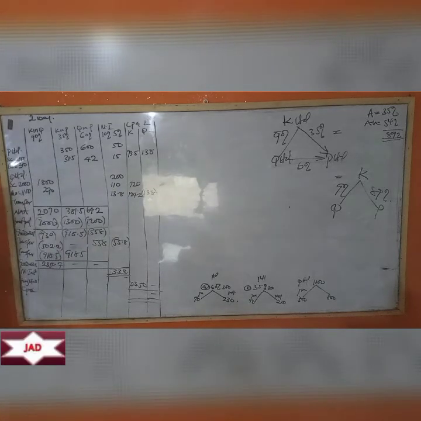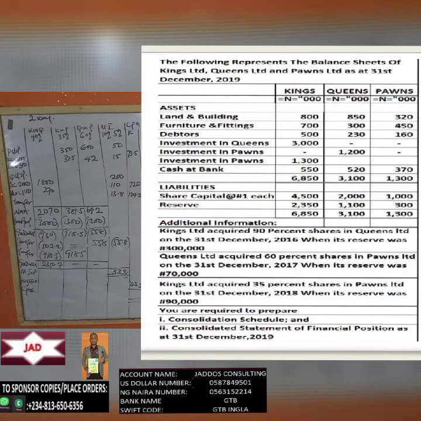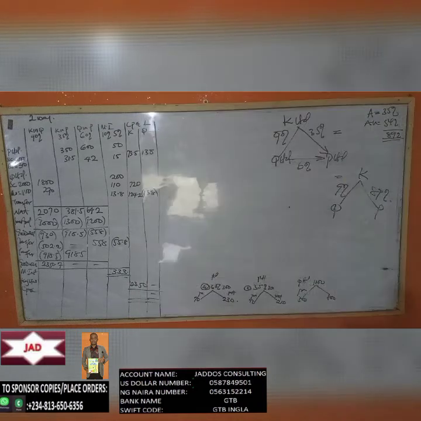So this one is 73.5 plus 720, 73.5 plus 720 plus 124.2 plus 2350.